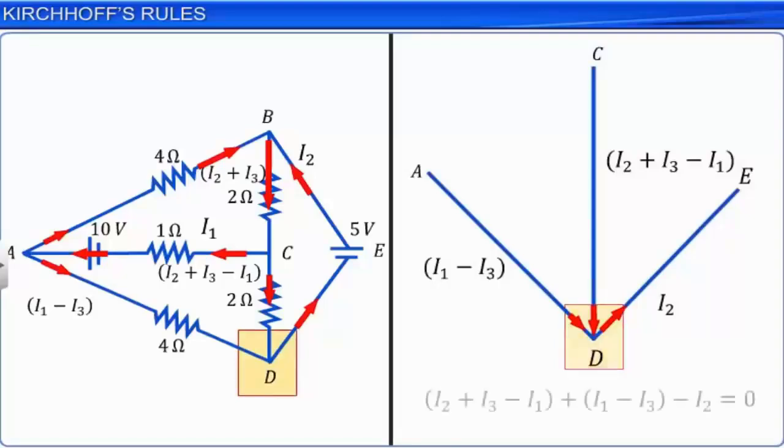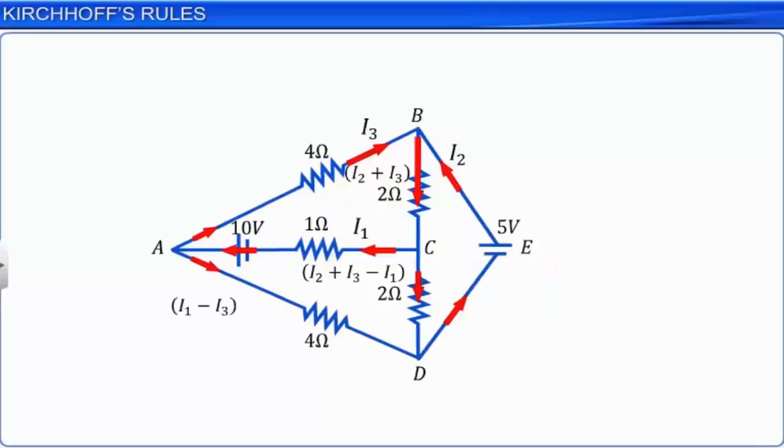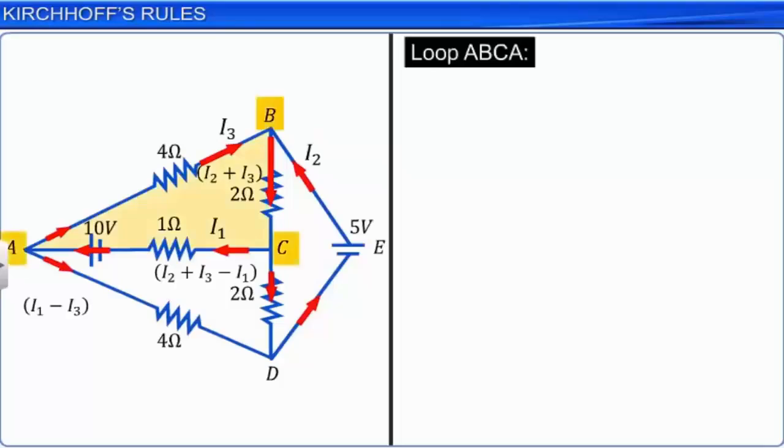There are 3 unknowns in the circuit. They are I1, I2 and I3. To find the values of these unknowns, we apply Kirchhoff's second rule to any 3 closed loops in the circuit. Loop ABCA. Let us start from the negative terminal of the 10-volt battery. Walk through the loop in a clockwise direction and add the potential changes.